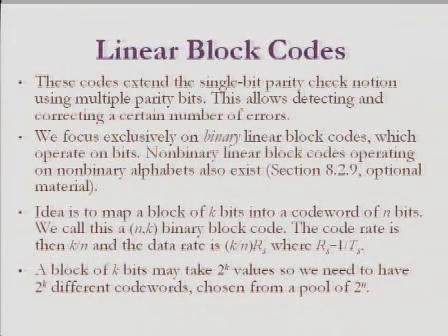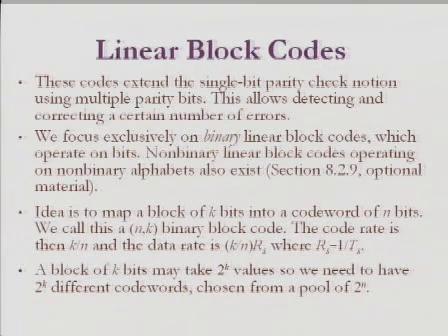So the first family of codes we're going to see are linear block codes. And these codes just extend the notion of this single bit parity check. So it extends it to use multiple parity bits. Okay? So using multiple parity bits, we can detect and correct a larger number of error patterns. So we can detect a larger number of patterns of errors, and we can also correct some of them.